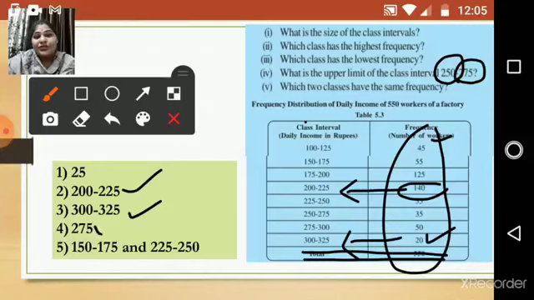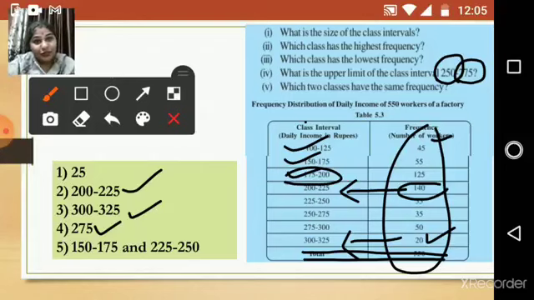So upper is 275. It can also be asked, children, like what is the lower limit of the third class? So this is the first, this is second, and this is the third class. So what is the lower limit of the third class? You will say that 175 is the lower limit of the third class. So this can also be asked.